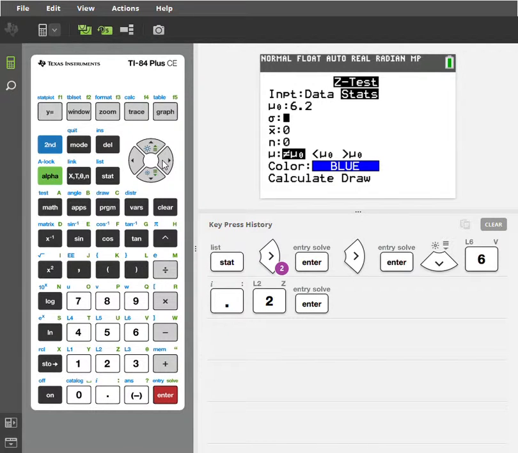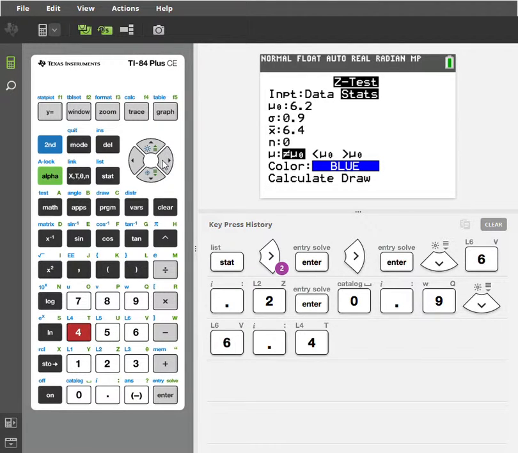Sigma is the population standard deviation. Our problem tells us assume the population standard deviation is 0.9 psi. There we go. X bar is the sample mean. That is the mean we get when we go out and we take our engines and we find the psi from each of the engines and we find an average. Our problem tells us that the valve was tested on 170 engines and the mean pressure was 6.4 pounds per square inch. That's X bar, our sample mean.